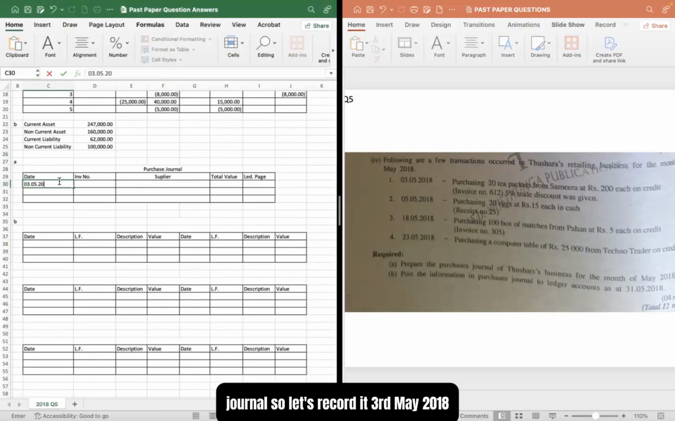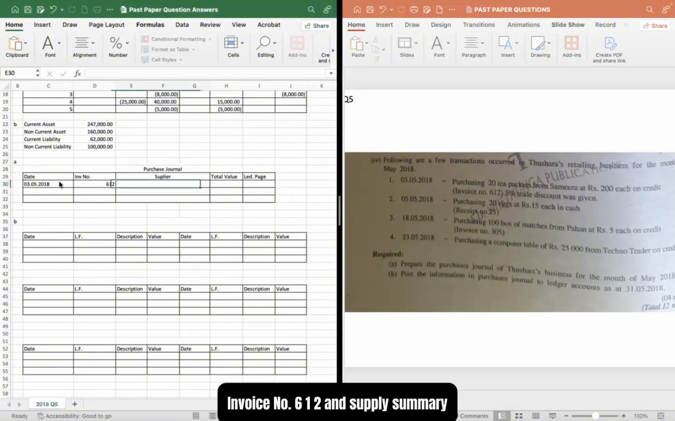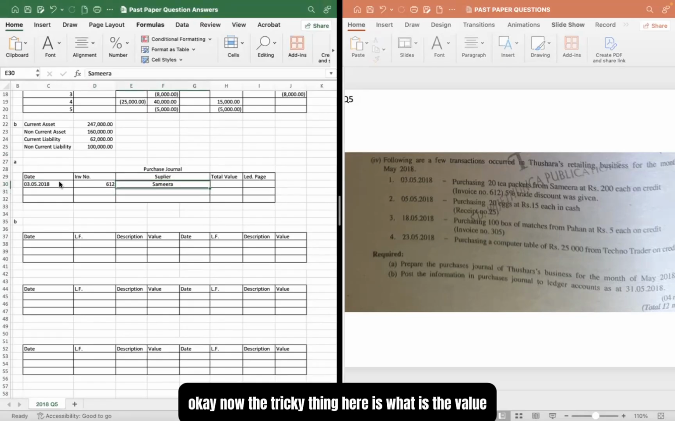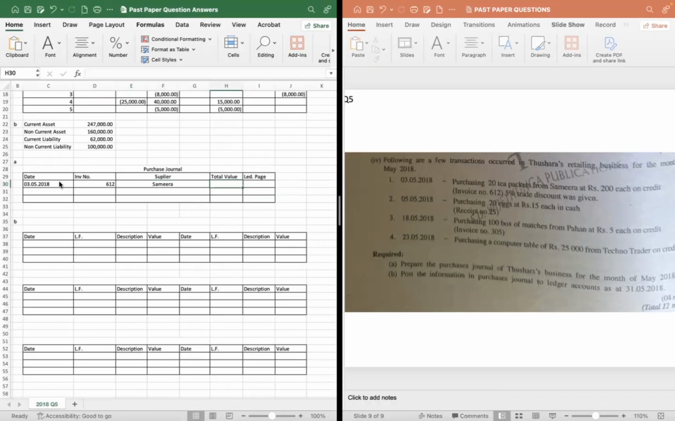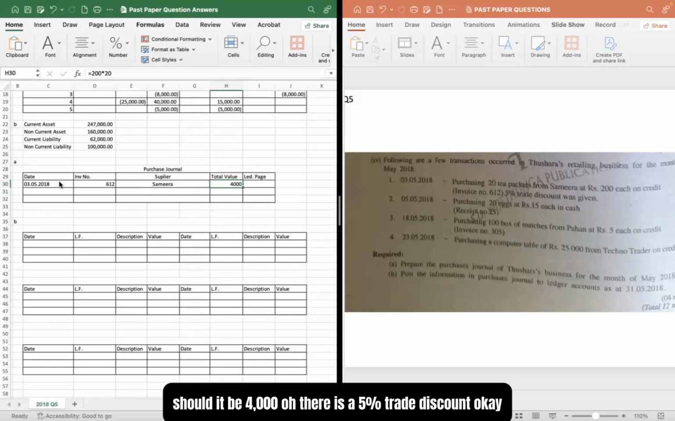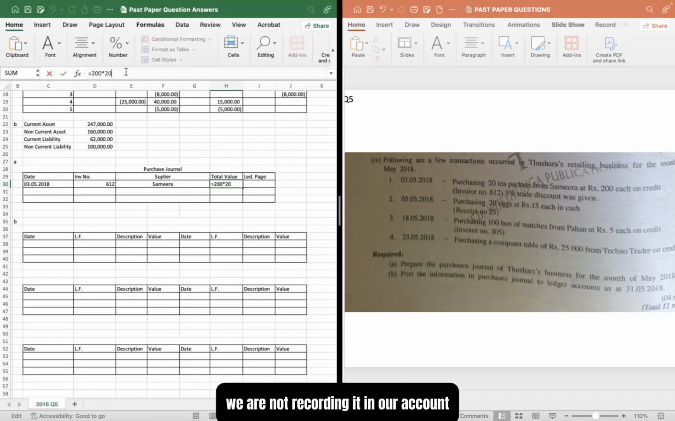May 2018. Invoice number 612 and supplier is Samira. Okay, now the tricky thing here is what is the value? 200 each, we have 20. Should it be 4,000? Now there is a 5% trade discount. The trade discounts we are not recording in our account. So ideally, the value should be 3,800.